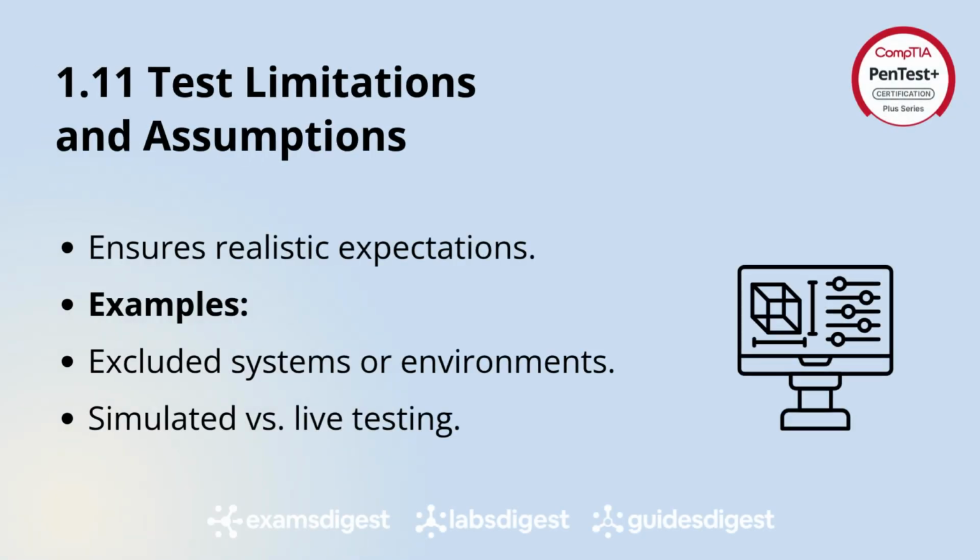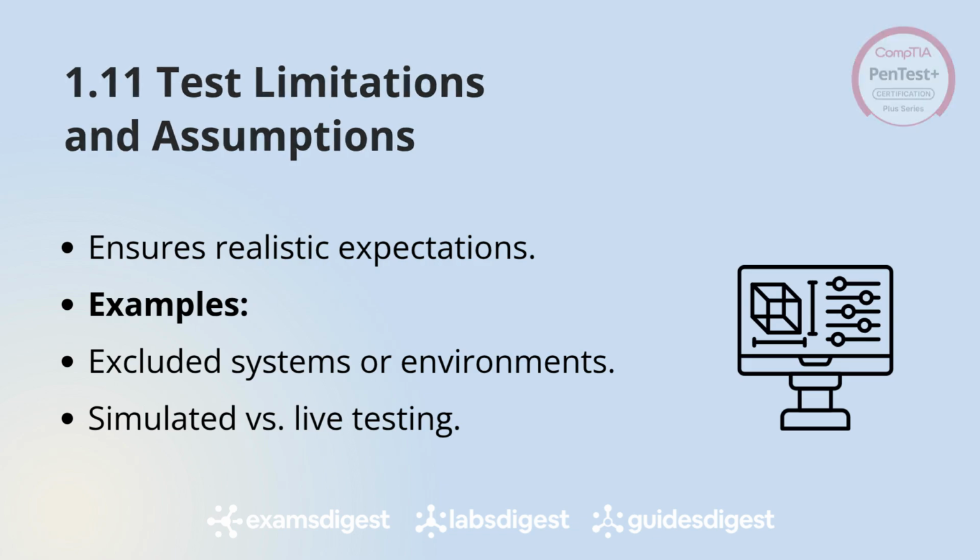Finally, it's essential to include test limitations and assumptions. This section highlights any constraints that could have impacted the findings, such as excluded systems, testing in a simulated environment, or limited access to certain resources. Being transparent about these factors ensures that stakeholders have realistic expectations about the report's scope and conclusions.